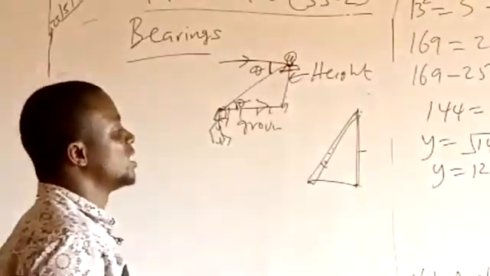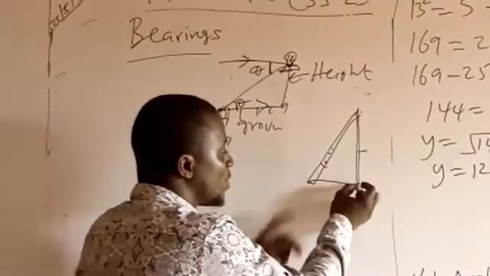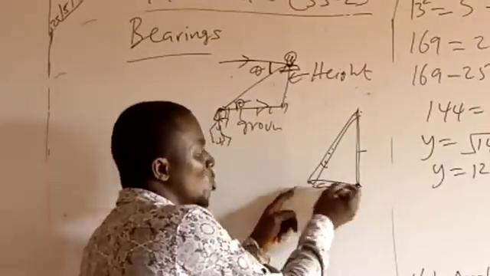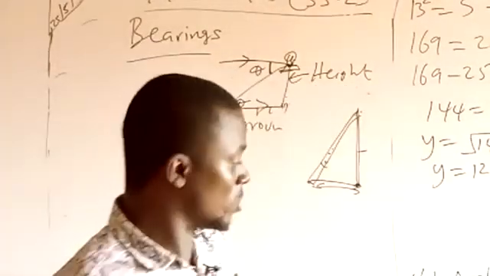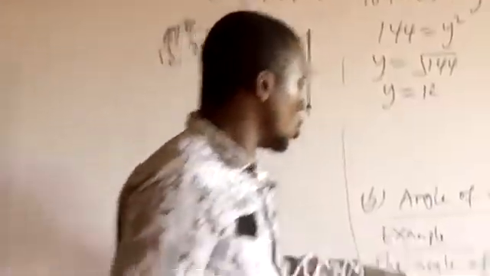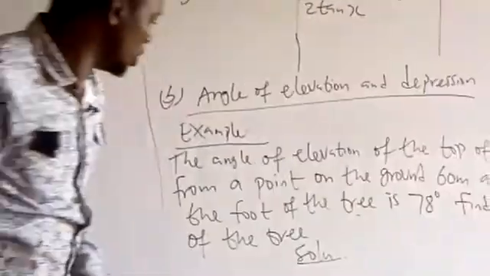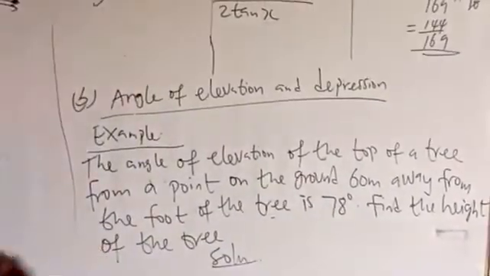Alright. They will say a man moves 5 meters away from foot of the building. This is a building. 5 meters away. So there are several terms they use in angle of elevation. Maybe when you are practicing, you see this thing. So let's continue. The angle of elevation of top of a tree from point on the ground 60 meters away from the foot of the tree.